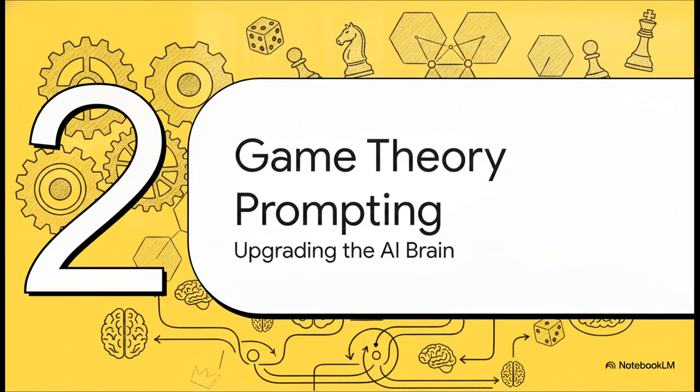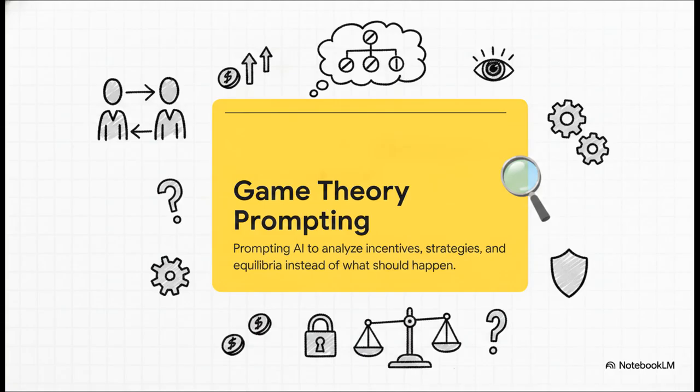Which brings us perfectly to Section 2, game theory prompting. This is where we initiate the first major upgrade, the AI's brain. We're changing the fundamental way we prompt the AI to reason about problems. Let's really define this paradigm shift.